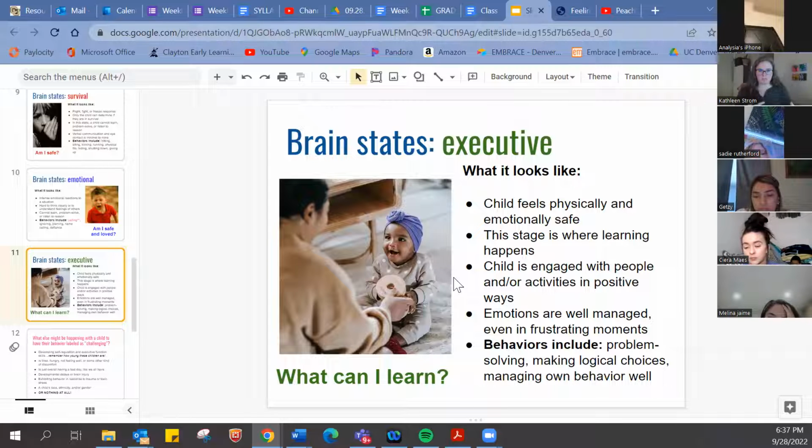They're engaged with other people in positive ways. They're able to manage their behavior even when they start to experience intense emotions. And they're able to do things like problem solving and making logical choices and things like that, right? So that's just a quick overview of the brain states. But before we move into our next piece here, does anybody have any questions or comments or thoughts about brain states?